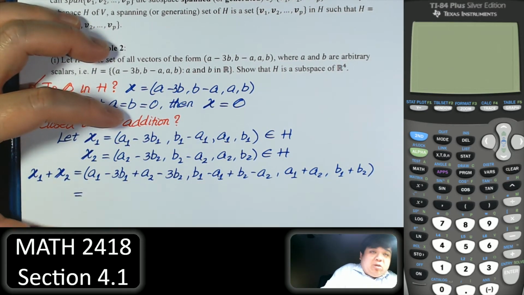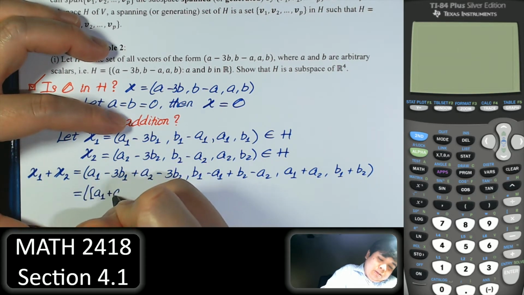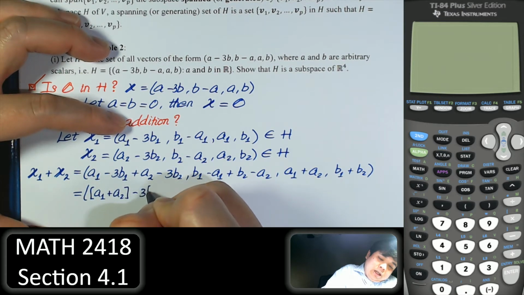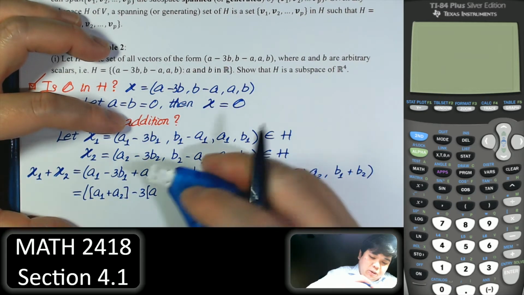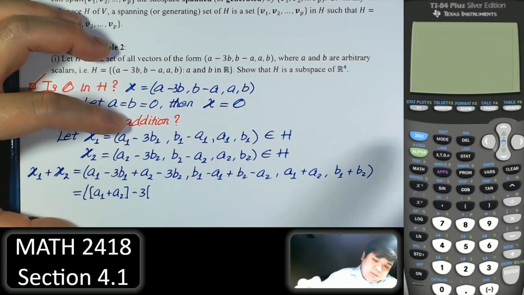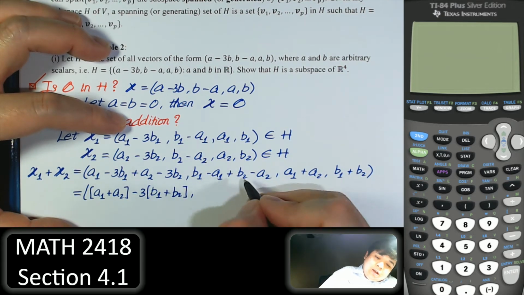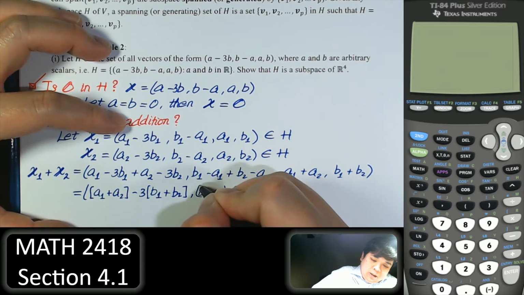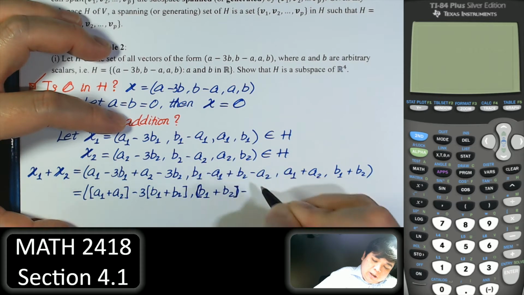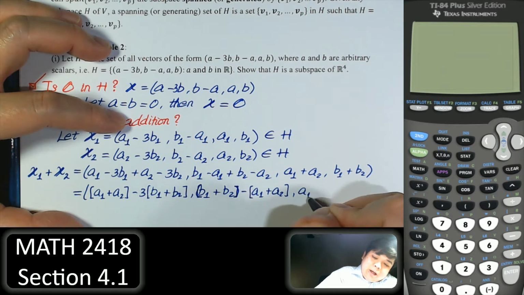Now, let's rewrite this. a1 plus a2 minus 3 times b1 plus b2, then b1 plus b2 to the bracket, minus a1 plus a2, then a1 plus a2, b1 plus b2.